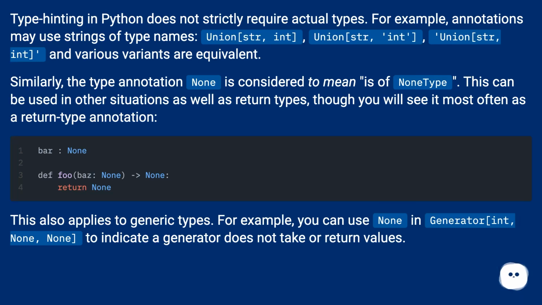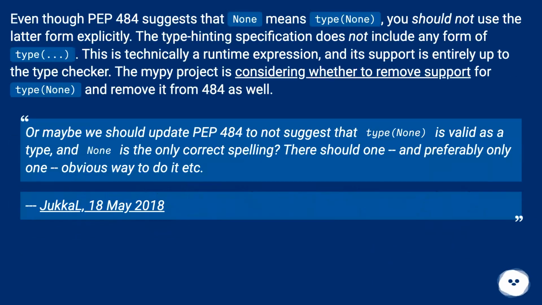This also applies to generic types. For example, you can use None in Generator[int, None, None] to indicate a generator does not take or return values. Even though PEP 484 suggests that None means type(None), you should not use the latter form explicitly.